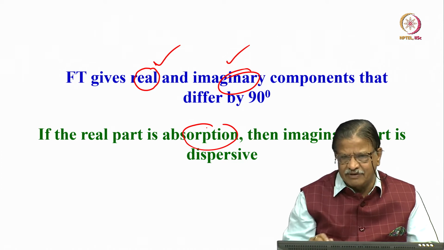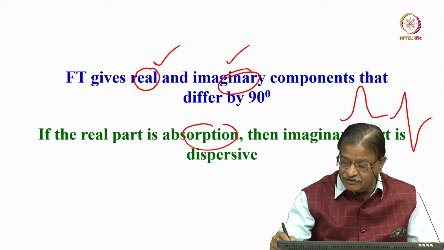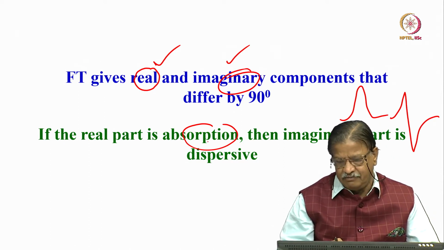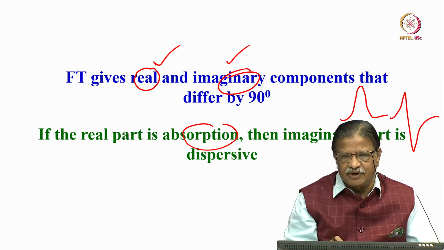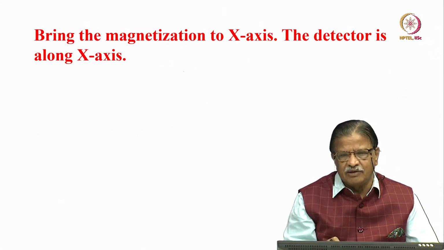That is what I said in the previous slide. When I see a signal like this, which is absorption, when I see a signal like this, it is dispersive. The absorption signal is the real part of it, and dispersive is the imaginary part of it. Or in other words, this is the cosine part and this is the sine part of the Fourier transform signal.